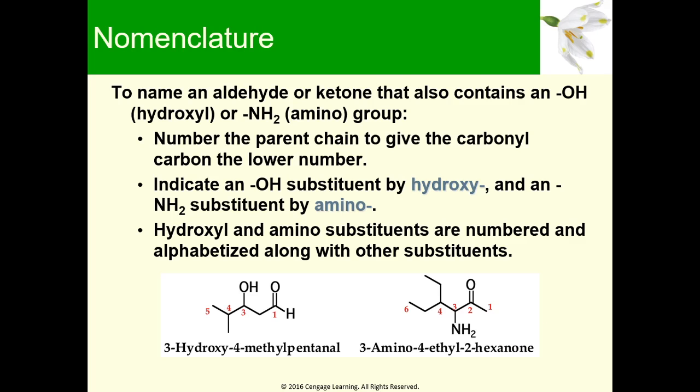So ito naman, mga additional lang to, if your aldehyde or ketone contains an OH, or we called it a hydroxyl group, or an NH2, or an amino group. So again, you will number the parent chain to give the carbonyl carbon the lower number. So yung C double bond O, dapat ma-encounter mo siya with a smaller number. You indicate the OH substituent by hydroxy. So OH here is hydroxy. And the NH2 substituent, we call it an amino. Now, hydroxyl and amino substituents are numbered and alphabetized along with other substituents.